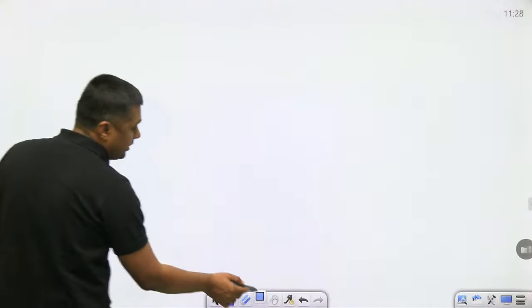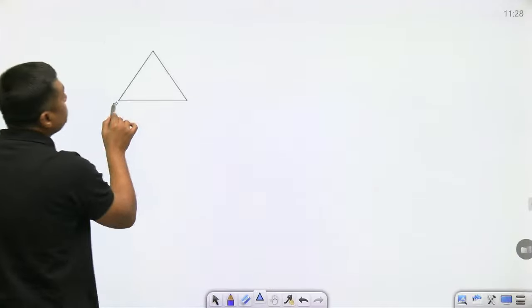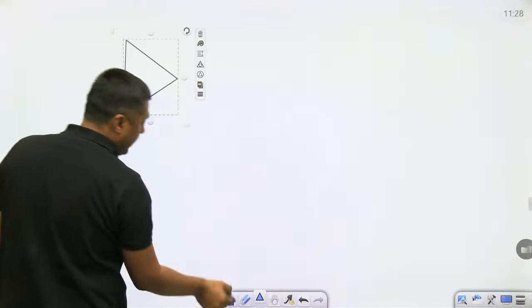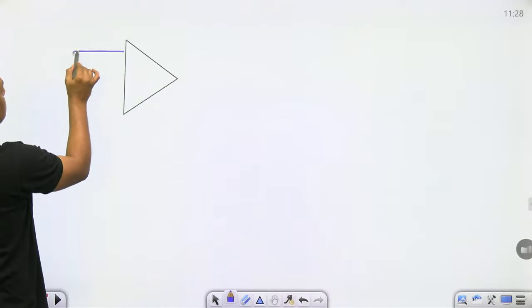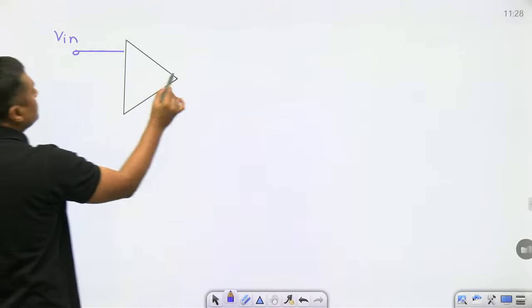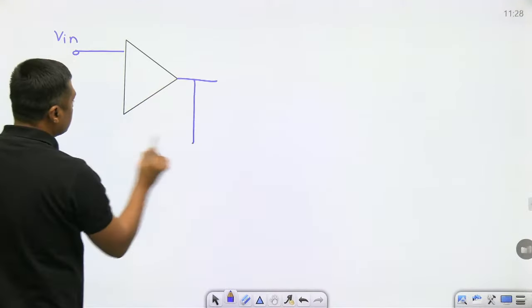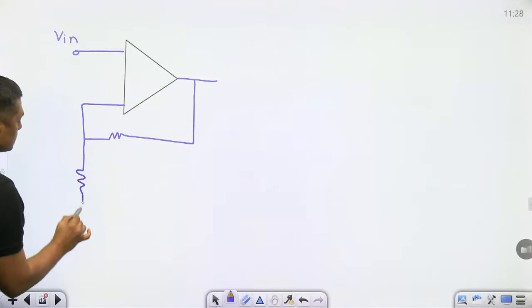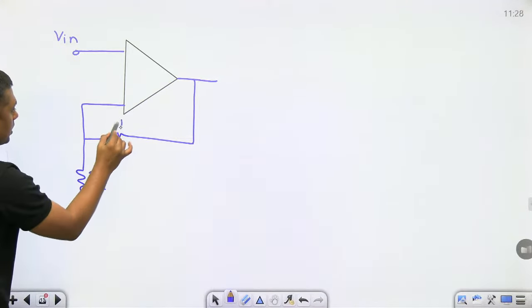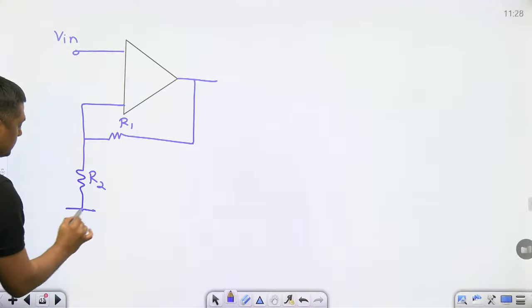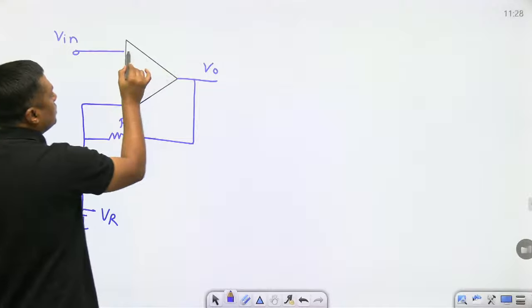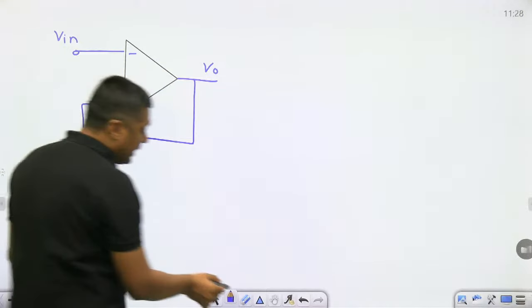The first diagram of the Schmitt trigger circuit is like this, the same diagram. Vin is connected here without any limiter. R2, R1, this is the VR. Already I have given the formula for upper threshold and lower threshold, so revise this diagram.